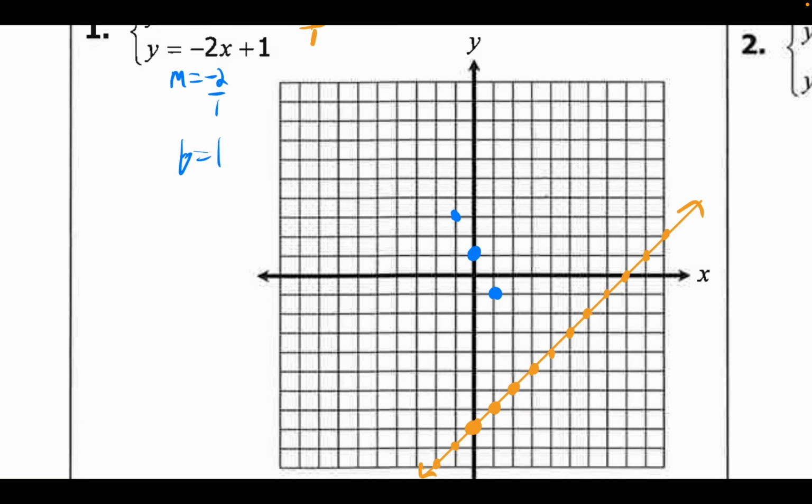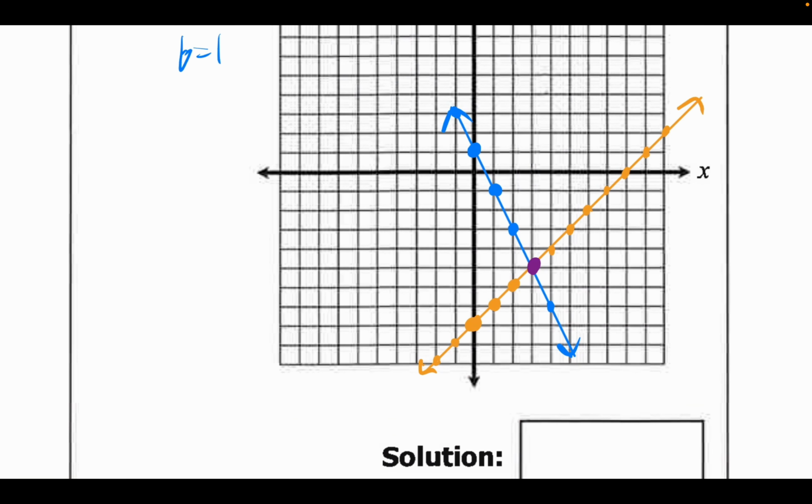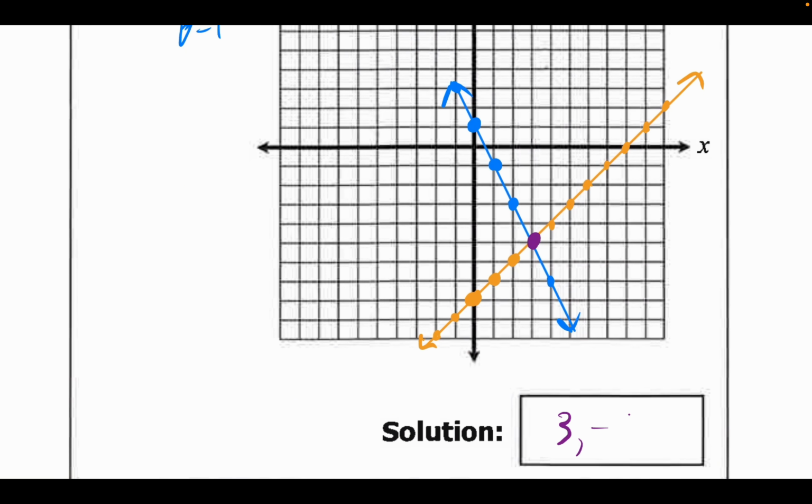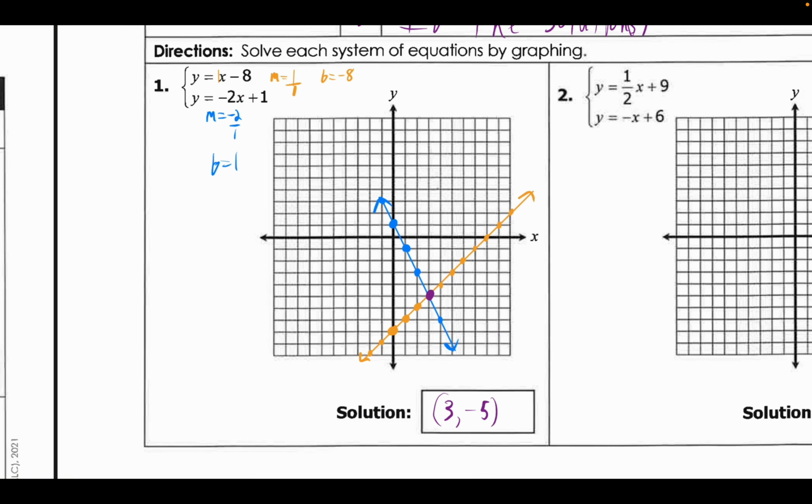And since I'm trying to figure out where they intersect, I don't really need to make more points up and to the left, but I do need to make more points down and to the right to see where they intersect. And I can now see, hey, these are going to intersect right here at this purple dot that I just made. And that would be the ordered pair 3, -5. And that's where they intersect.